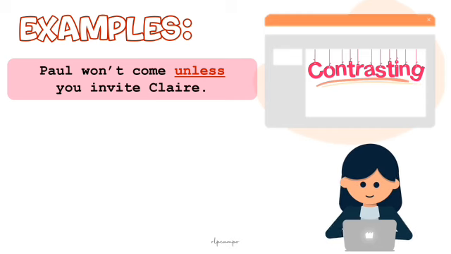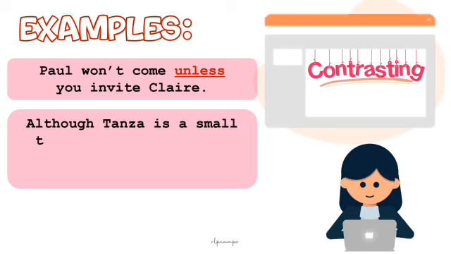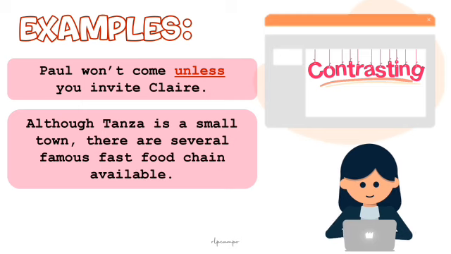Unless here is used as a conditional, in which the main clause is Paul won't come and the subordinating clause is unless you invite Claire. Although Tanza is a small town, there are several famous fast food chains available. In this example, the contrasting ideas being presented are Tanza is a small town and several famous fast food chains are available.